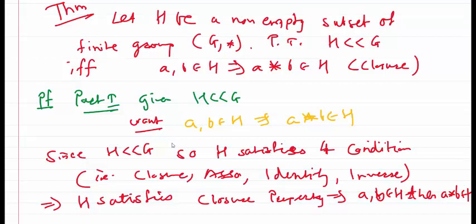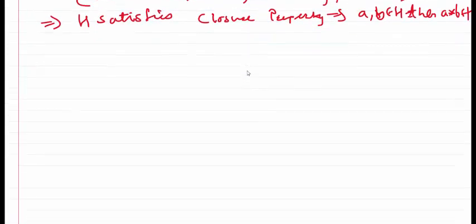The converse part is remaining. The converse part is: if we are given such information about H, and H is a subset of G, and G is a finite group, then you have to show H is a subgroup of G. How do you have to show it? So part 2.